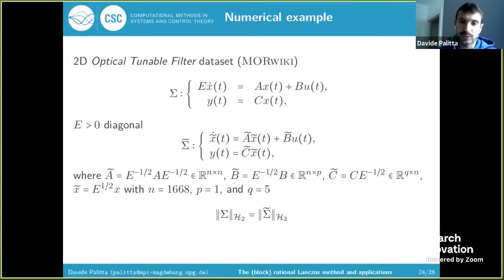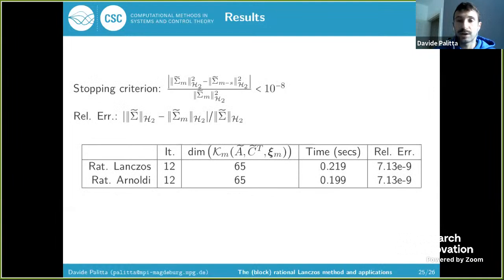So in this case, we didn't need to go only to the reduced system, but we were able to compute also the H2 norm of the full system. So we are able also to check the error that we compute by approximating our H2 norm. We run both rational Arnoldi and rational Lanczos, and both methods are stopped whenever the relative distance between two consecutive approximations is less than 10 to the minus 8.